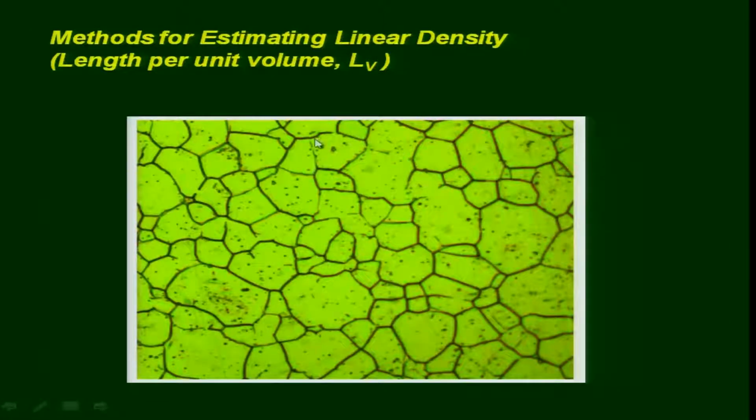Now, come to the third parameter, estimating of linear density, length per unit volume. Where are the linear elements in 3 dimensions? Well, the linear elements in 3 dimensions are these triple points that one sees, where 3 boundaries are meeting. Triple points are very important in polycrystalline materials, because these are points where heterogeneous nucleation could take place, and hence it would be important to quantify the density of such triple points, as that would give us an estimate of the nucleation sites in the microstructure.